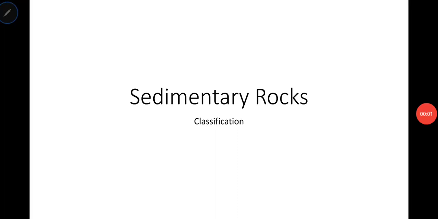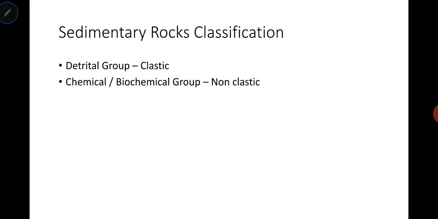We meet again, and this is the sedimentary rock, second part of the explanation, and we are now in the classification, the derivation or the description of the classification. As mentioned earlier, we have two types of classification. The first one is clastic, or we also name it as detrital group, or also known as fragmented. And then another one is chemical or biochemical group, and also known as non-clastic.